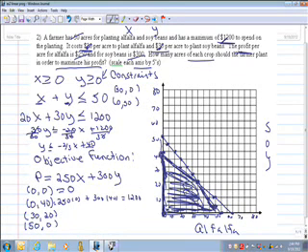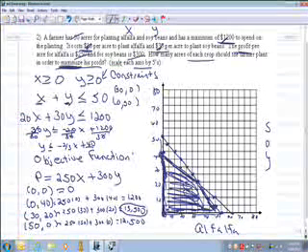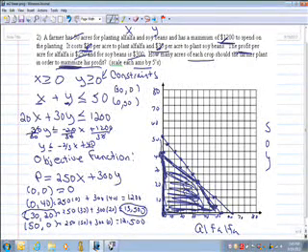When I plug 30 in, I get 250 times 30, and I get 300 times 20. And when I calculate that, I get 13,500. And finally, I plug in 50, so I have 250 times 50, and I have 300 times 0. And this time I get 12,500. And remember, it asks us to maximize our profit. So we want the one that gives us the most amount, which would be the 13,500. And that would be our ordered pair, 30, 20.